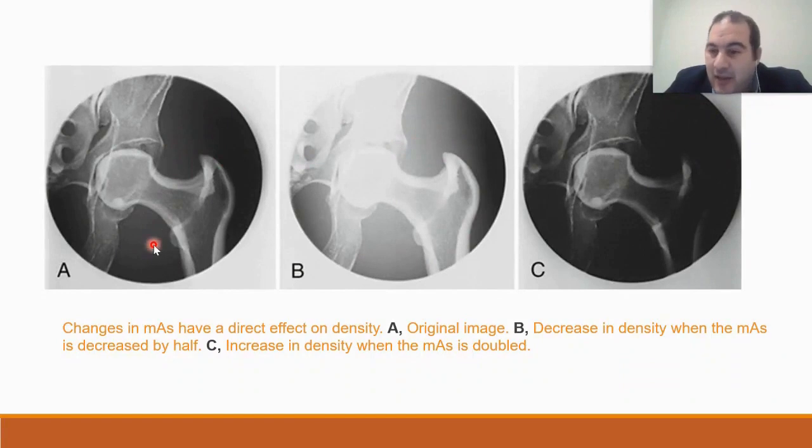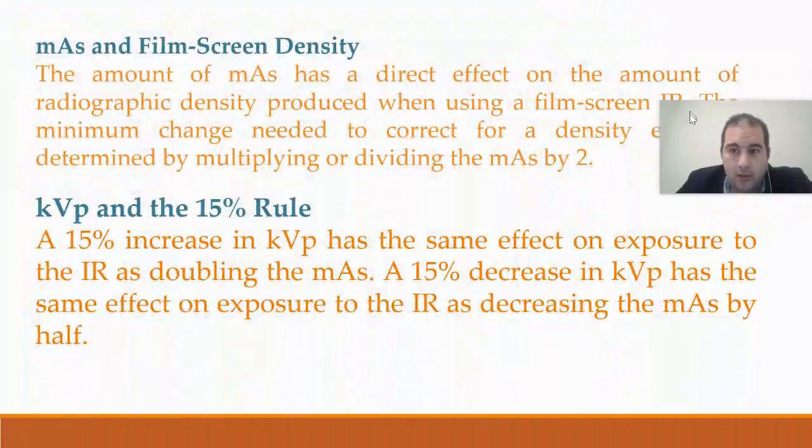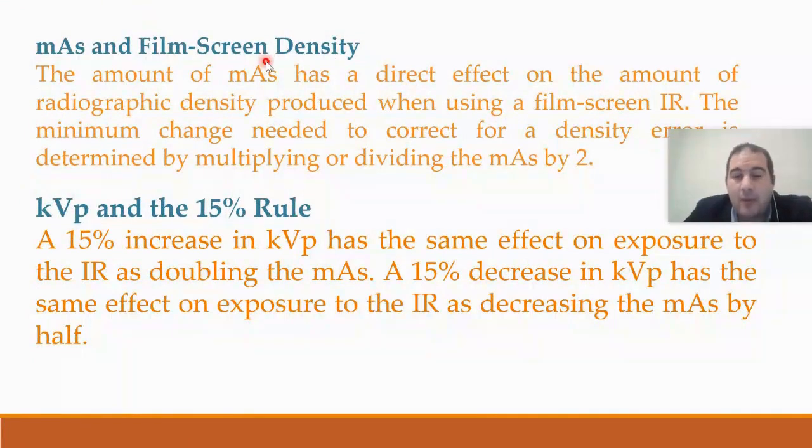If you increase the milliampere, you will find that the image starts to appear like this, becoming more blackened. This means that you have increased the density of the emitted image. So, with an increase in milliampere, the image quality improves. The amount of milliampere, mA, has a direct effect on the amount of radiographic density produced. This topic is particularly significant in film screen radiography, as I mentioned, because you have a narrow range of exposure latitude. This means that even a small initial change, whether in kilovolts, kV, or milliampere, mA, will start to have an effect.